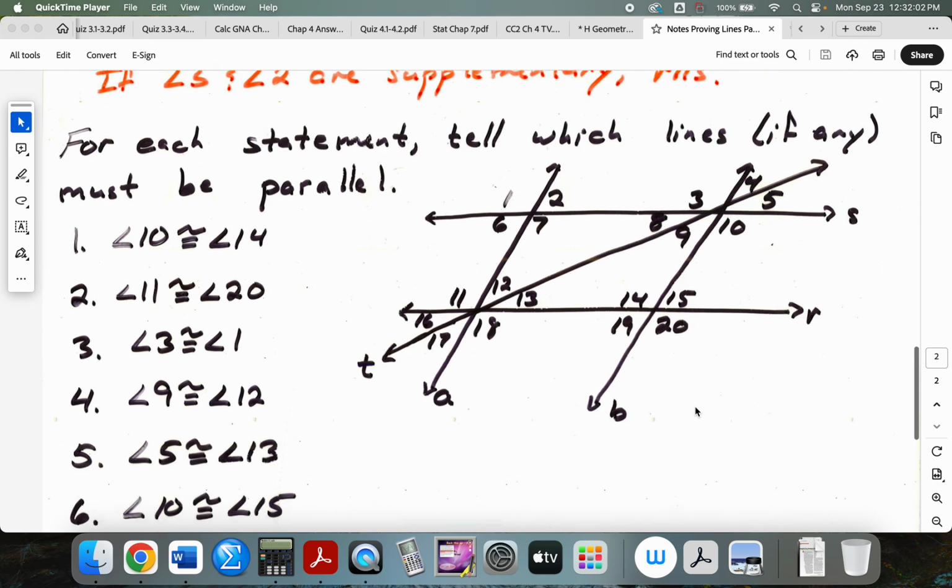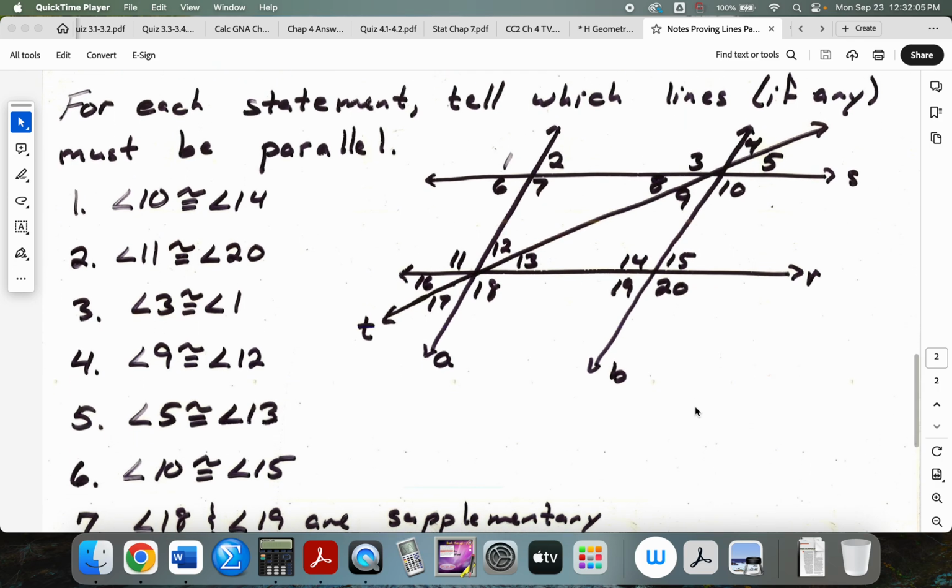So, what kind of questions are you going to be asked about this? Well, ones like these. For each statement, tell which lines, if any, must be parallel. Oh, and I'm sorry, I mentioned that this won't be on the quiz. This won't be on this week's test either. This material is starting the next unit where we're going to flip everything around. So one kind of question you'll be asked are ones like this. For each statement, tell which lines, if any, must be parallel to each other.